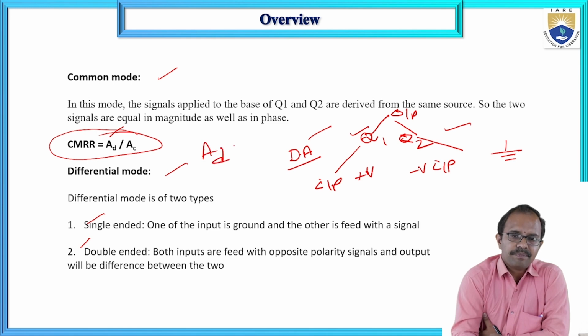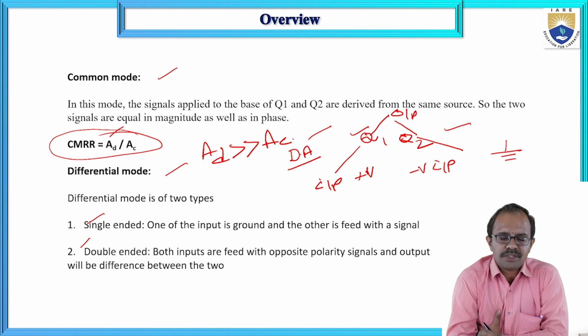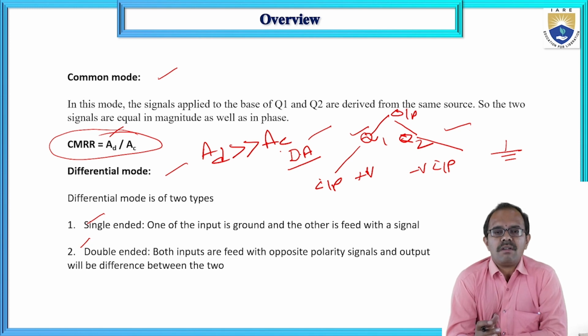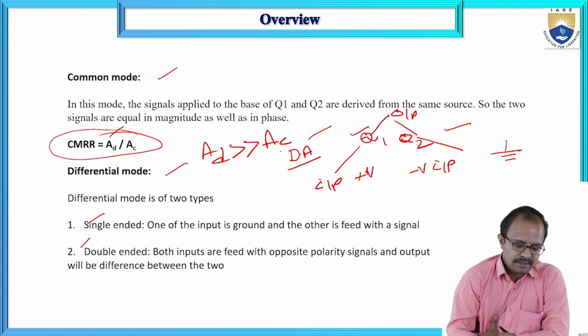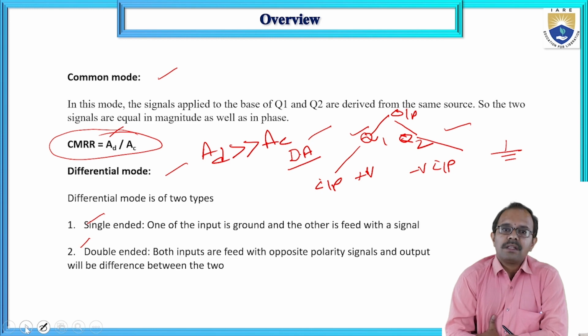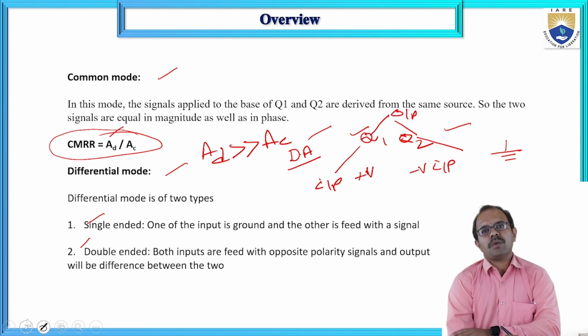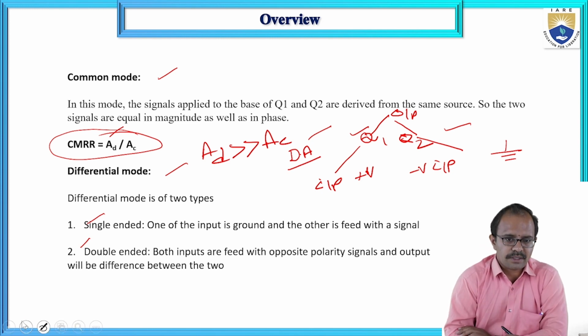That is what we need to say. AD must be very, very large compared to AC. AD should be very high when compared to the common mode gain AC. So what is the meaning here? This common mode rejection ratio must be very high for satisfactory operation of the operational amplifier. So this is called common mode as well as differential mode operation of IC741.